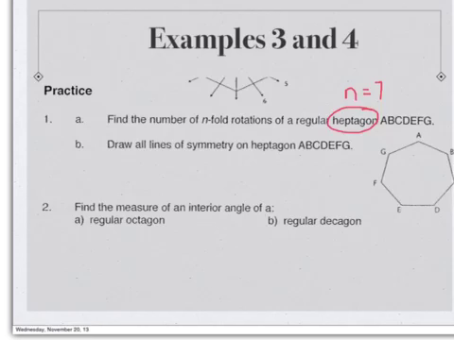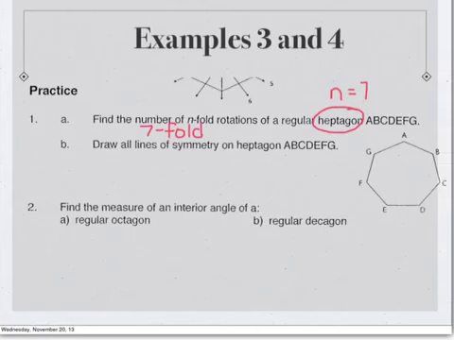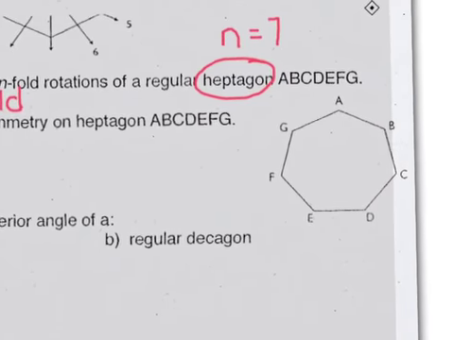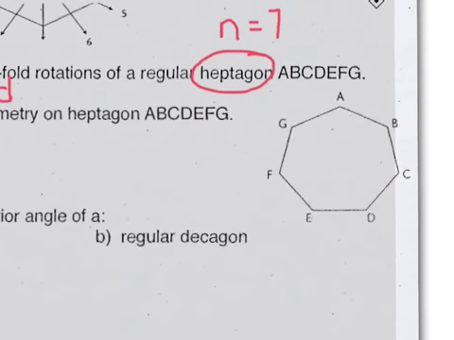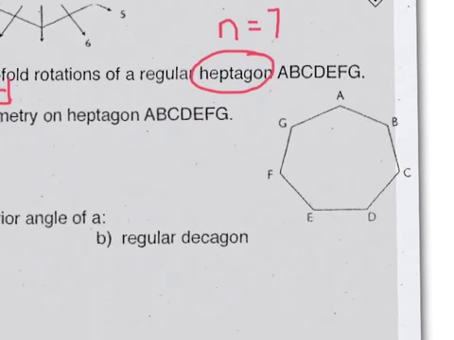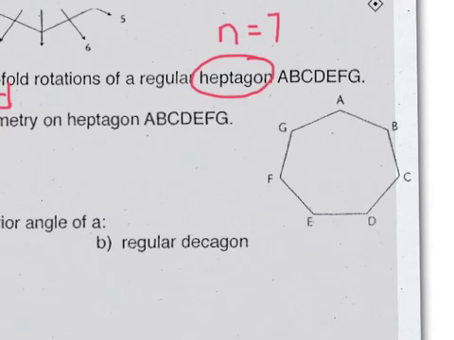Okay, so it would have 7-fold rotational symmetry. Okay, and then it wants you to actually draw in those lines of symmetry. I'm going to blow this up a little bit so you can see it. So this is an odd number of sides, which means my lines of symmetry are going to start at an angle and go across to bisect the side.